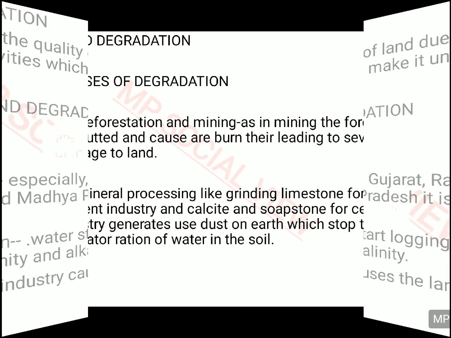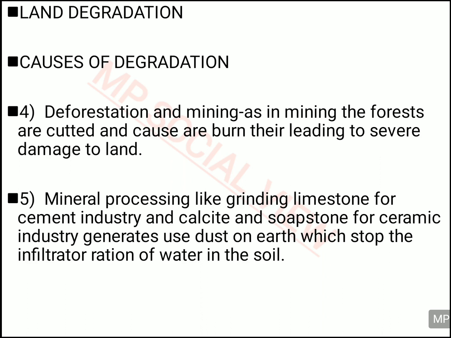So after this, there are other factors which lead to land degradation, and one of these is deforestation. Deforestation means cutting down trees, and there is also mining activity. Both of these also degrade the land, because for mining, first of all, you cut the trees, and then after cutting the trees you burn them, and you do various activities in the mining, and that all damages the land. And there are many mining processes which also harm the land, like grinding limestone.